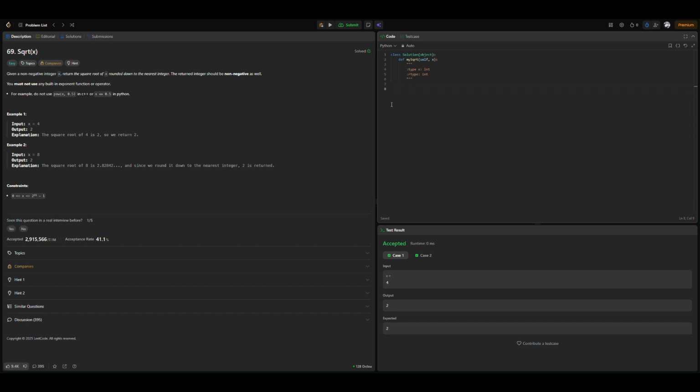Hey guys, welcome back to another binary search video, where this time we're finding the square root of a hidden value x. We're given a non-negative integer x, return the square root of x rounded down to the nearest integer. The returned integer should be non-negative as well. We cannot use any built-in exponent functions or operators. For our video, we're going to be using Python. If you want to follow along, then open LeetCode problem 69, Square Root of x.